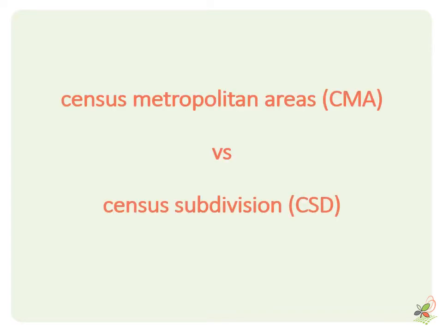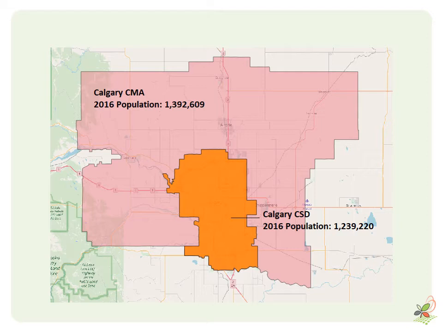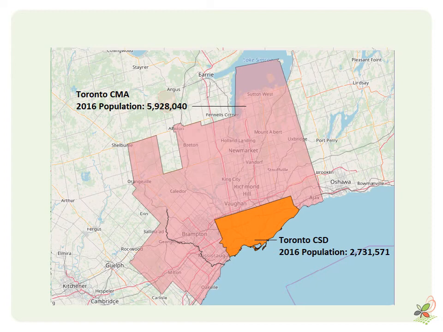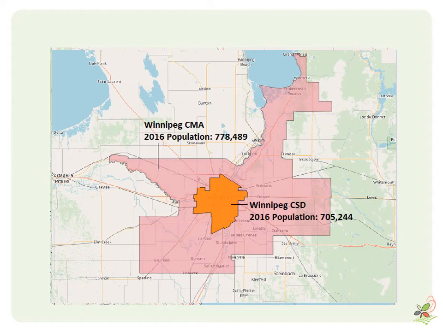Let's look at the difference between a census metropolitan area, CMA, and a census subdivision, CSD. Notice that the population for the Calgary CMA is over 1.3 million, but the population of the census subdivision is 1.2 million. Even more striking is the geography of the CSD versus the larger geography of the CMA. This map shows the difference between the Quebec CMA and CSD. Toronto CMA is quite large and has more than double the population of the CSD. The Winnipeg CMA is only 73,000 people larger than the CSD, but the geography is significantly larger.